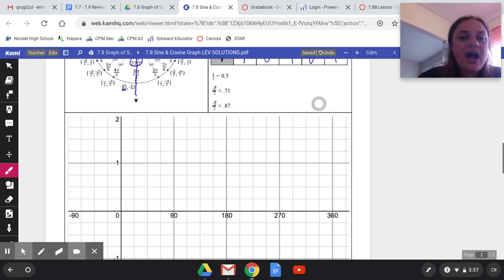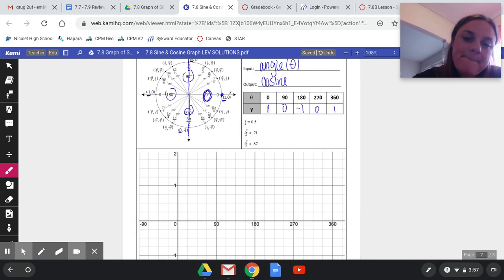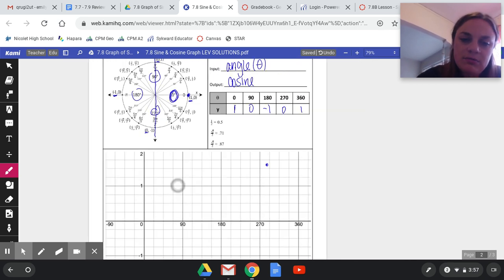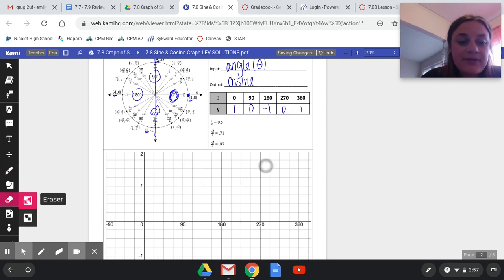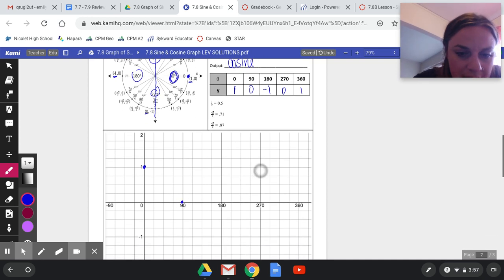So let me plot these points. 0, 1. Okay, so what happened there? I'm not starting at the origin again. I am starting at the point 0, 1. Now translating all of these points from this table up top to here, at 90 degrees, 0, that's when I hit the pole. 180, I'm at -1. 270, back at 0. 360, I'm back at 1.